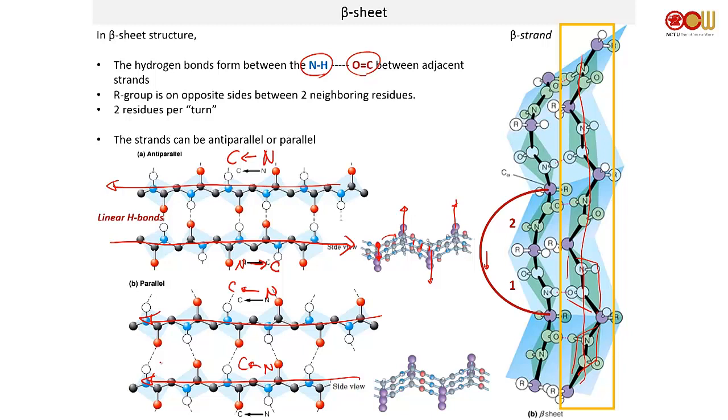Then you're going to ask me, so what's the difference? The difference is shown on the slide. For the anti-parallel ones, you have linear hydrogen bonds. For the parallel ones, you have slanted hydrogen bonds. What's the difference? Linear hydrogen bonds are stronger. Why? You're going to ask me, are you sure about that? Usually it is, because of the forces. That's why we make you learn physics.